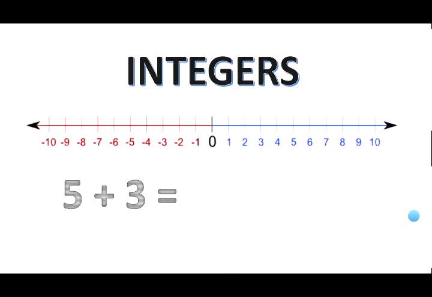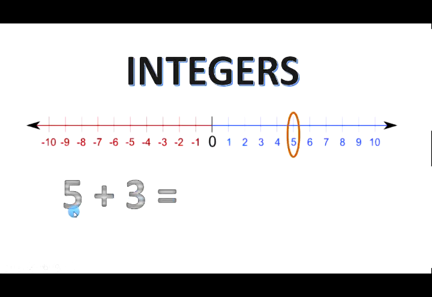Let's look at the number line method. Here's your number line, and remember, your number line can go as far as you need it to go in the positive direction. It can go to positive infinity. It can also go the same amount in the negative direction, negative infinity. So let's start with the simple addition, 5 plus 3.